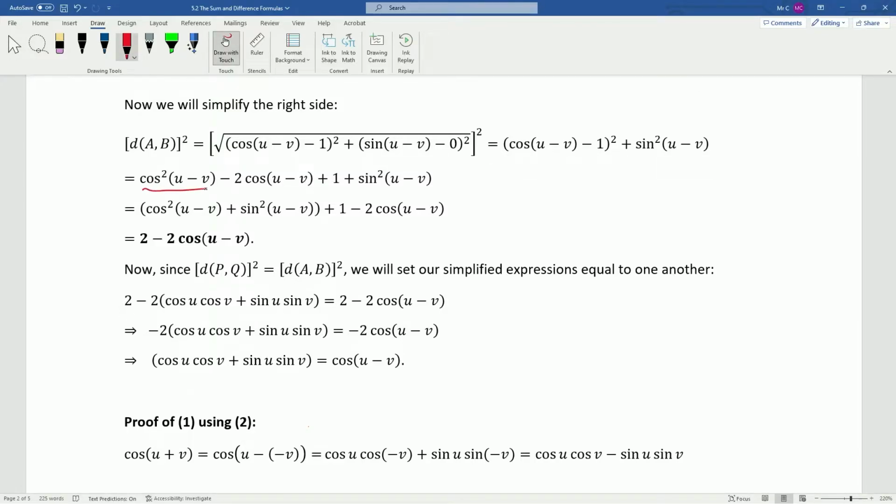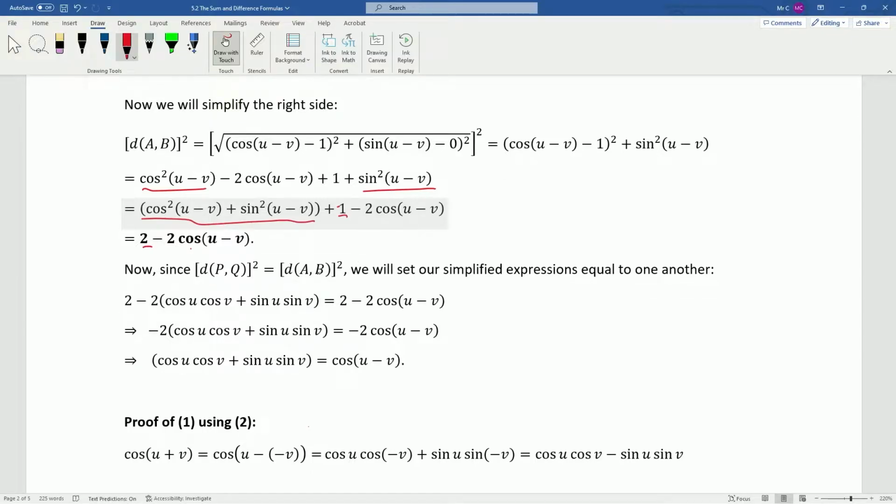And so if I combine my cosine squared and sine squared together out in front, I can rewrite this as cosine squared of u minus v plus sine squared of u minus v plus 1 minus 2 cosine of u minus v. Cosine squared of this angle plus sine squared of this angle is 1. 1 plus 1 is 2. So this is 2 minus 2 cosine of u minus v.